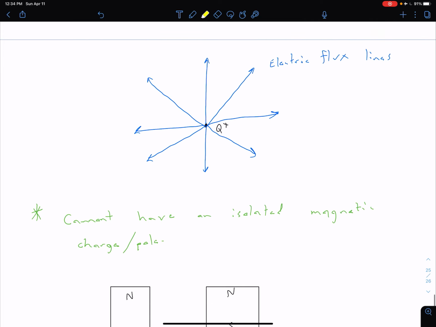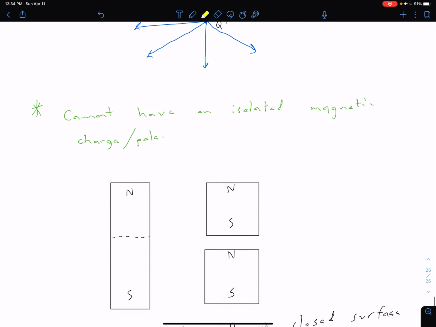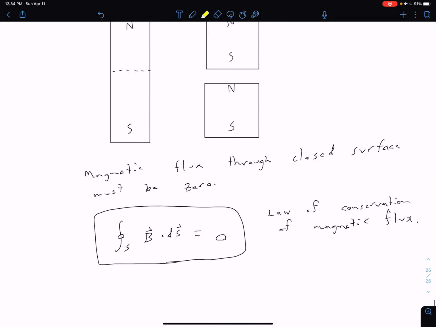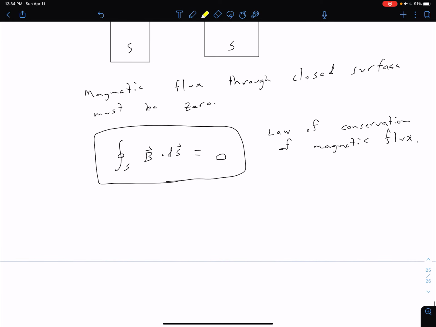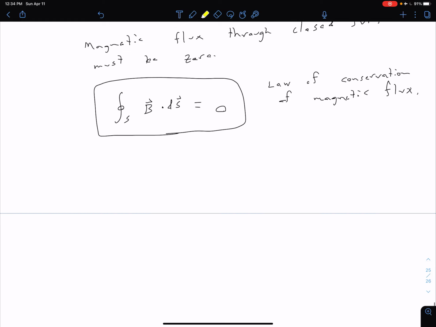So basically that's saying if for whatever reason we couldn't isolate a positive point charge, but it always came with a negative point charge as well, in which case, of course, the total Q enclosed would be 0. So it's the same sort of idea, just paralleled with our magnetic poles. So our magnetic flux through a closed surface is always going to be 0.